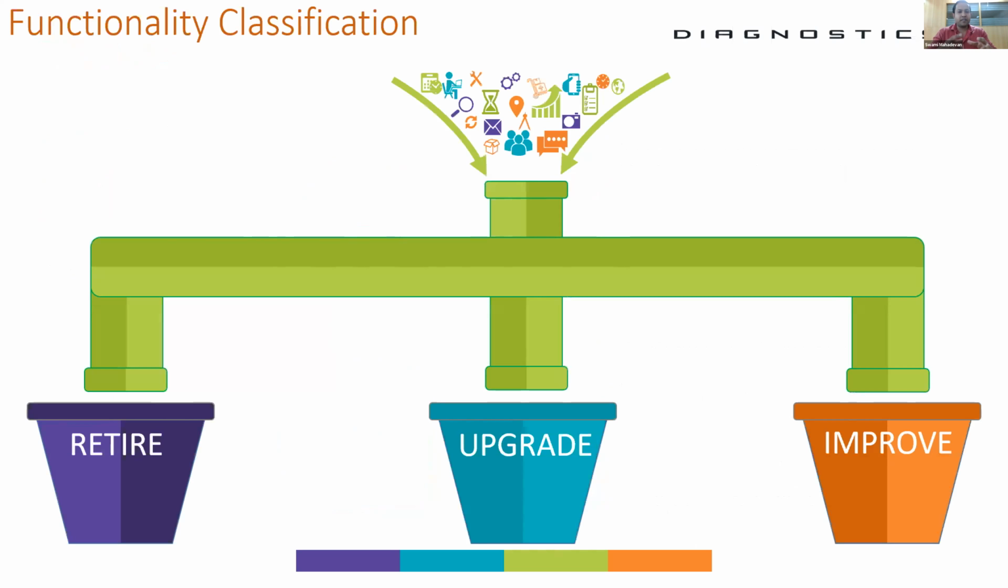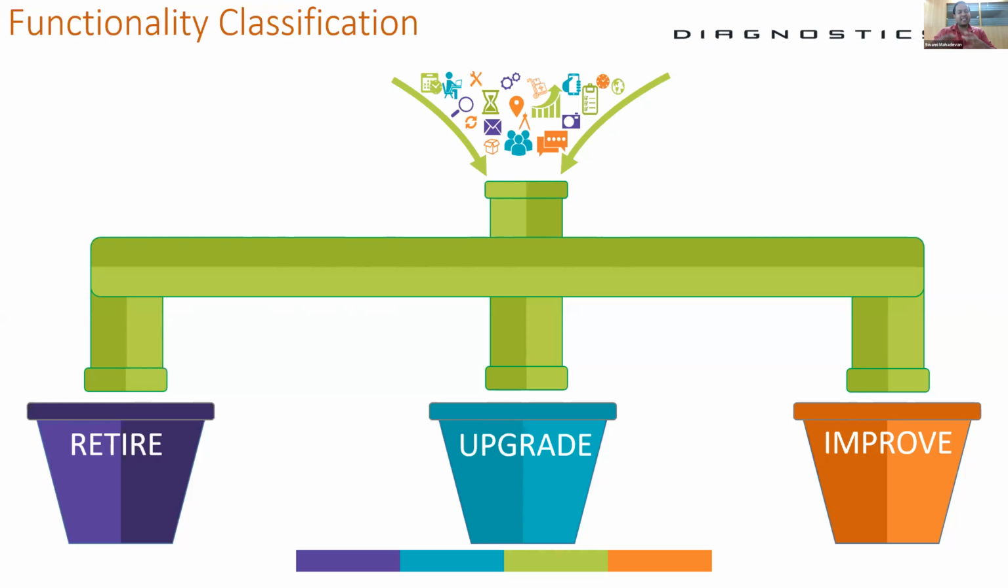So the main objective here is for the utilities and telcos to classify all the functionalities which are available in Small World, especially their custom functions, into one of these three buckets. The first bucket is the retire bucket. Here, functionalities which are very rarely used are placed. As part of the upgrade, these functions will be decoupled from Small World.